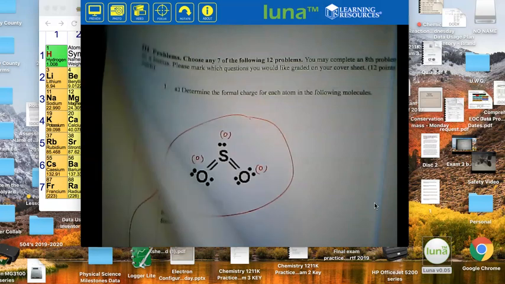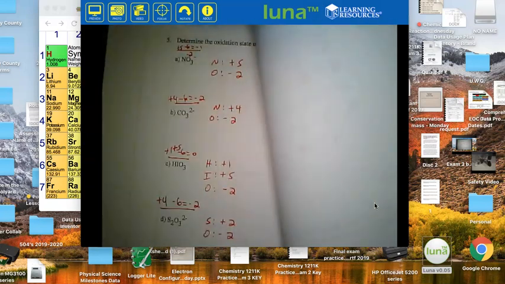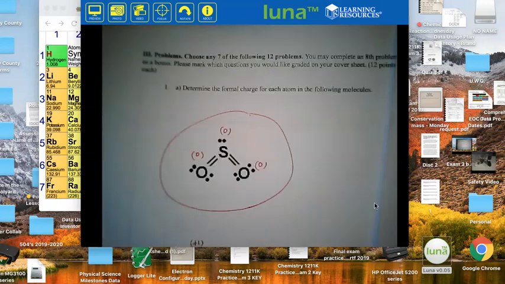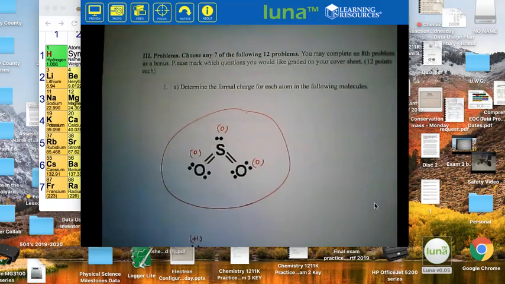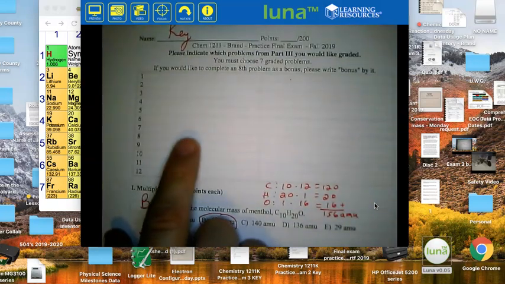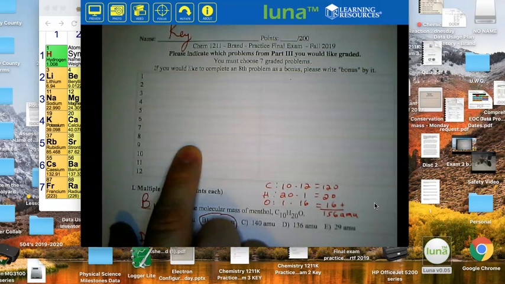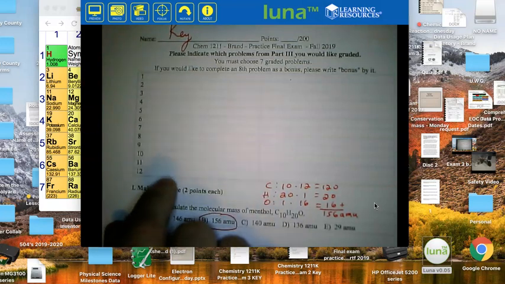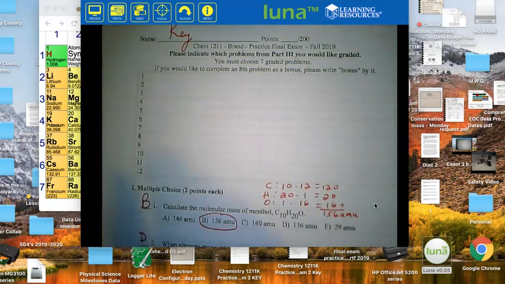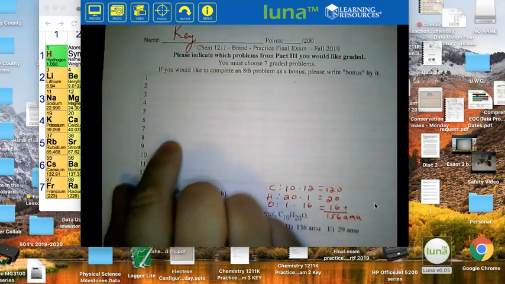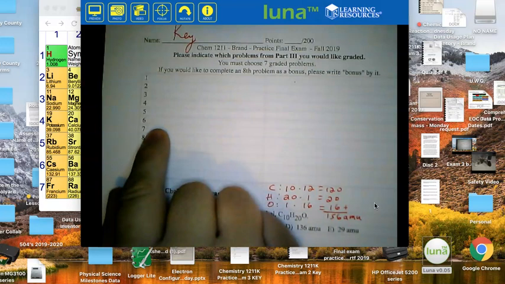Each problem is usually 1 page. Sometimes it runs over to 2 pages. So 12 problems there, and you have to choose 7 out of 12 for me to grade. That's what's here on the first page of the exam. Here you have to tell me which ones in part 3 you want me to grade. Don't just expect me to grade every one of them. If you forget to note which ones you want me to grade, I will grade the first 7.